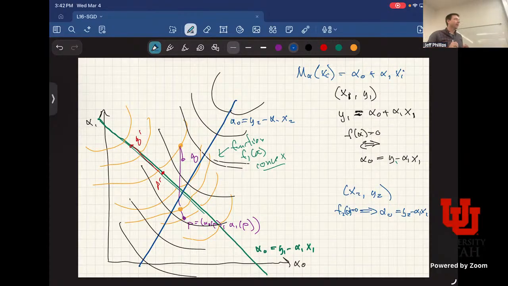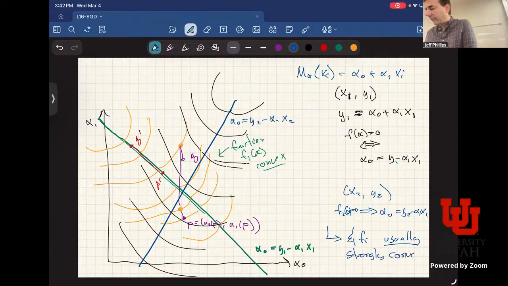Then I'm going to get that the sum of the Fi is usually, almost always, strongly convex. So then I'm going to get super fast convergence with my gradient descent.